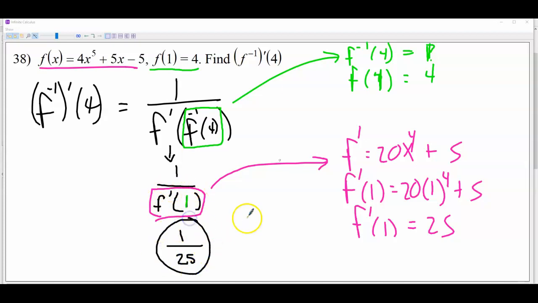And there you got your answer. So that is how you find the derivative of an inverse function. First of all, you're going to write down your formula. The derivative of an inverse function is equal to 1 over the derivative of f at the inverse of that value. Got to do a little detour here to find that. F inverse of 4 is equal to 1, since f of 1 equals 4. And then we find the derivative of the original function at 1 and plug it in.